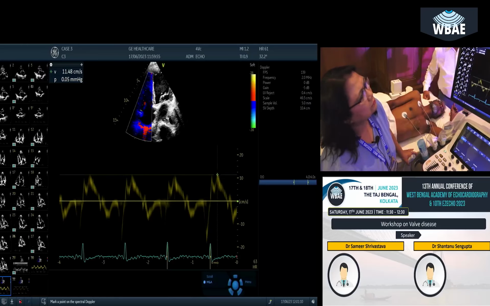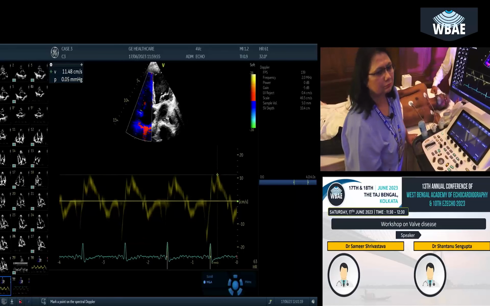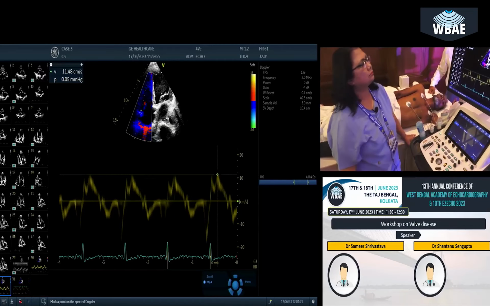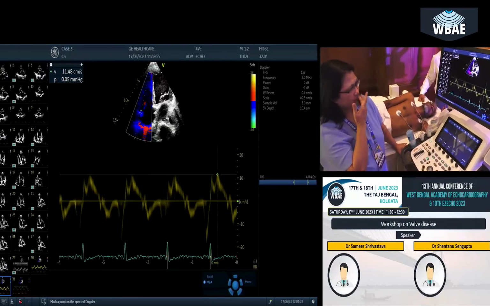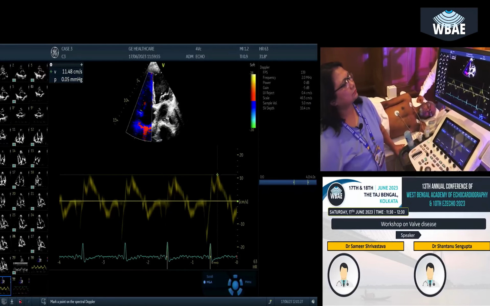People have done a lot of studies, but we clinically don't use it that often. But one thing is certain: so long as you have a big A wave, the RA function is normal. That is all we can say. RA function is normal, and you should mention this.